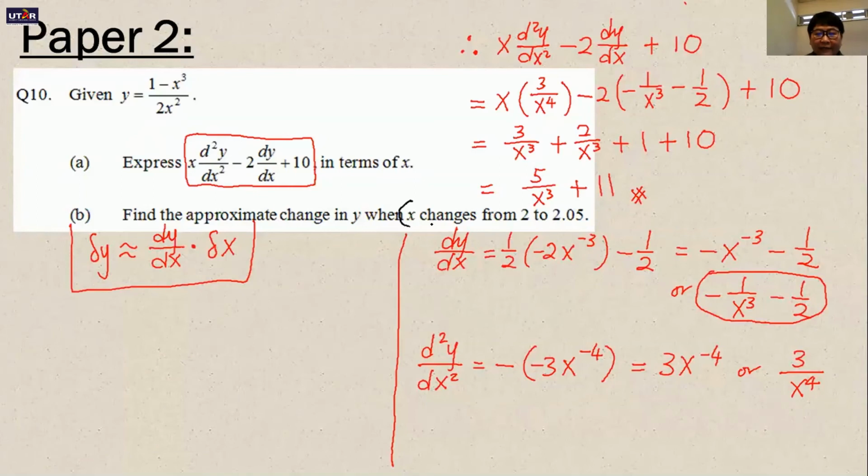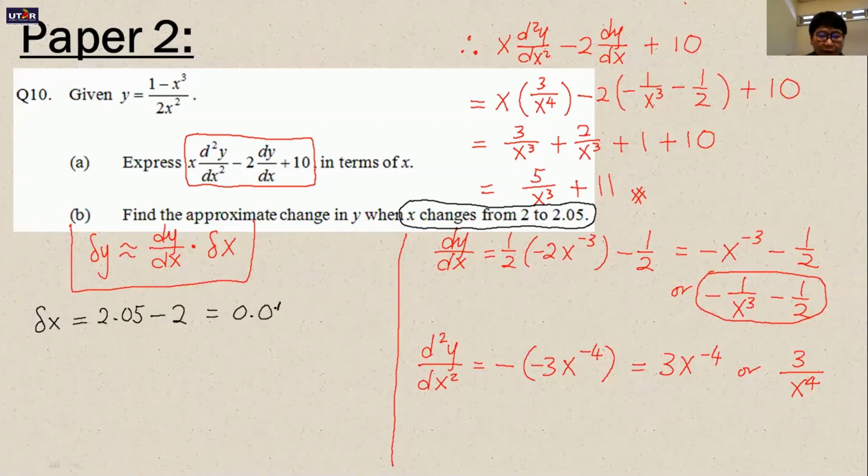Okay. So here x changed from 2 to 2.05. So it means I have delta x, right? Because of changes in x. So the changes in x will be the latest value minus the original value. So we have positive 0.05. And of course, I need to find the value of dy over dx when the x is at the original value. So the original value is x is equal to 2, right? So I need to find the dy over dx value when x is equal to 2.